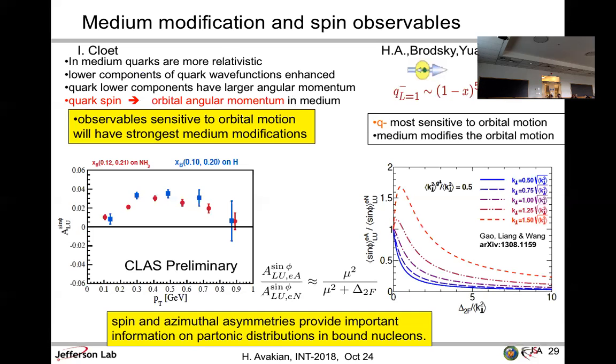What we were fighting with Matt about is that the Sivers function of a nucleus is not just proportional to the Sivers function of the nucleon with some transverse momentum broadening. You get mixing. So the Sivers function of the nucleus is a Sivers function of the nucleon times some nuclear effects, plus the unpolarized, say, f1 quark distribution of a nucleon with some medium, well, some nuclear effects. Fantastic. So it's actually much more, and that's exactly what I'm trying to get. Okay, that's actually very good.